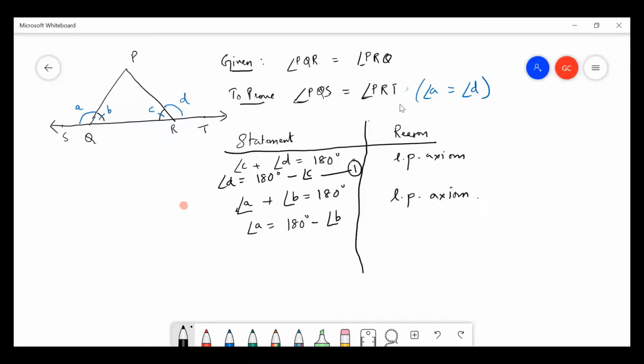Dinesh: Sir, that angle A is equal to 180 degrees minus angle B is equation 2. Mark it as equation 2. Okay, you want me to mark this as equation 2? Angle A is equal to 180 degrees minus angle B, sir. Okay, done.